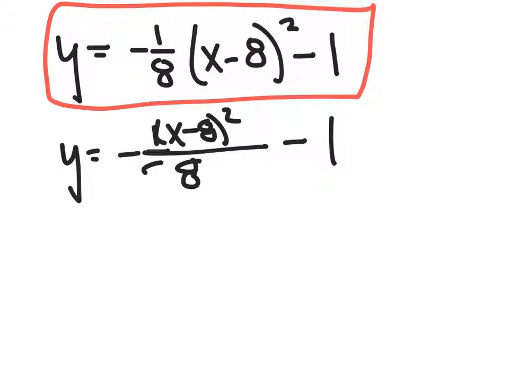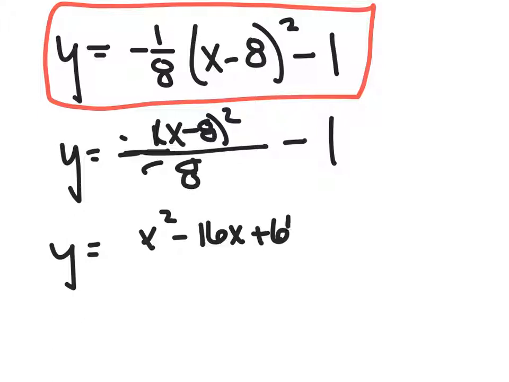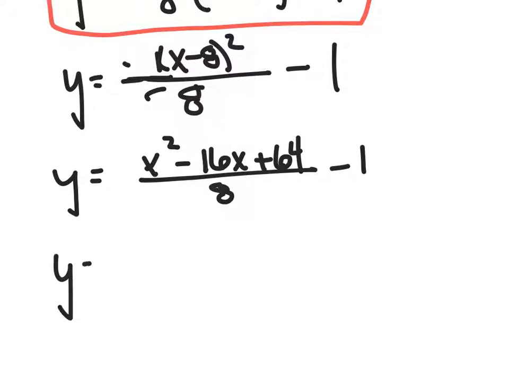Maybe I'll do that just to make you feel a little more comfortable. So if I FOIL that, oops, that was negative. If I FOIL this top out, I'm going to get x squared minus 16x plus 64. And I would divide all that by 8 minus 1. So I could say, remember I have to divide everybody I see by 8. That would be x squared over 8.